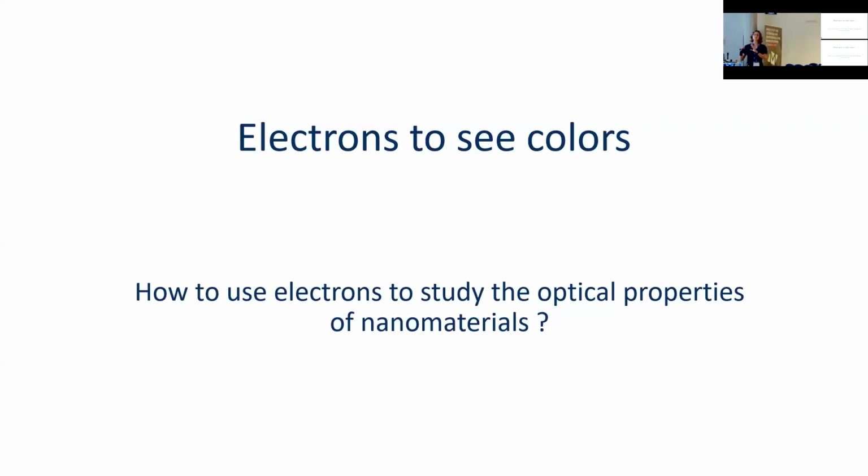So what I would like to do in the two lectures that I have, one today and one tomorrow morning, is to see how we can use electrons to actually look at optical properties of materials. This is really an introduction, so I'm not going to go into very complicated stuff. It's more a way for you to see, if you're looking at a material that may have optical properties, to say, hey, maybe that could be a nice way of looking at my material.